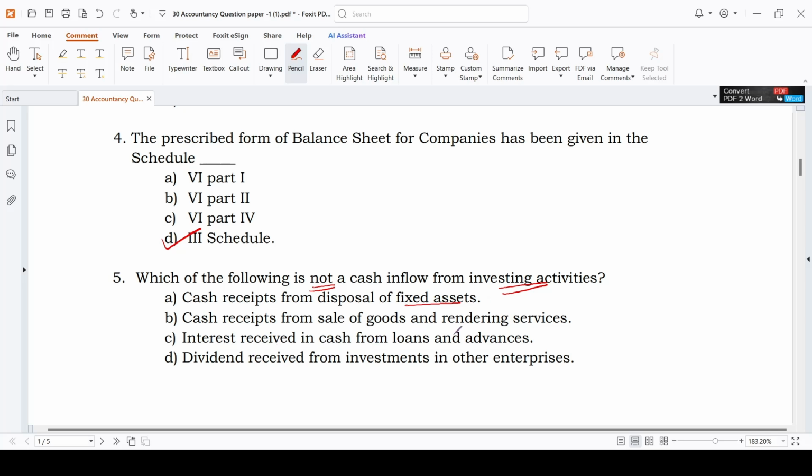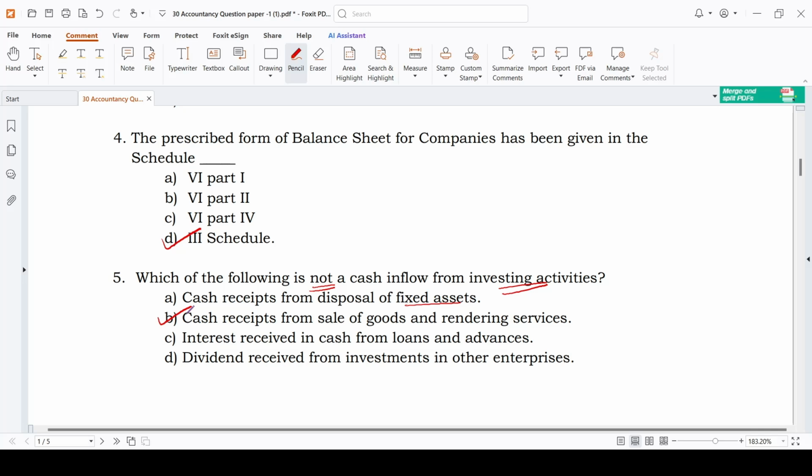Interest received in cash from loans and advances. You have given some loan, you have given some advances, for that you are receiving the interest. Dividend received from investment. You have made some investment in some other company, for that you are receiving the dividend. So these all are investing only. Cash receipts from sale of goods and rendering services. This is not an investing activity.